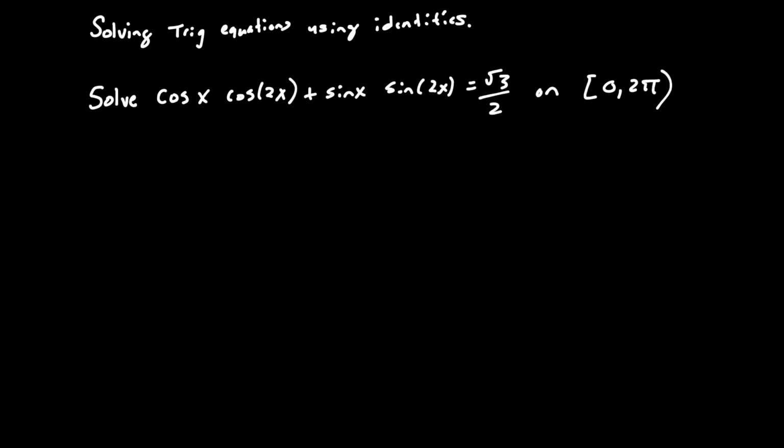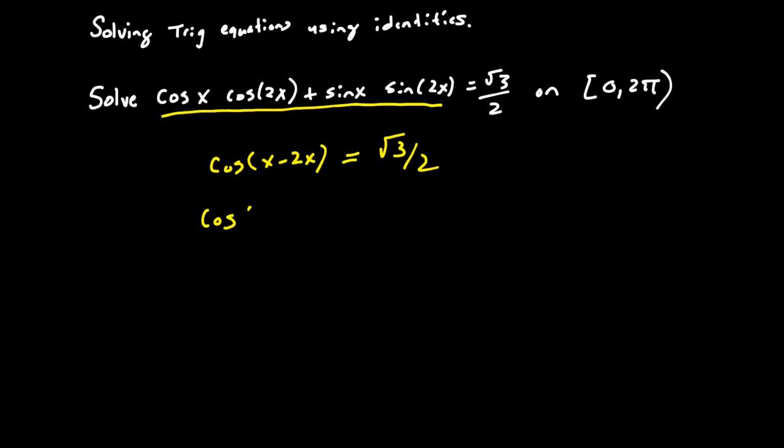Notice first, on the left-hand side of this equation, we can use the difference formula for cosine. Rewriting this, we'll get that this is then equal to cosine of x minus 2x is equal to the square root of 3 divided by 2. Simplifying this now, this is the cosine of a negative x is equal to the square root of 3 divided by 2.